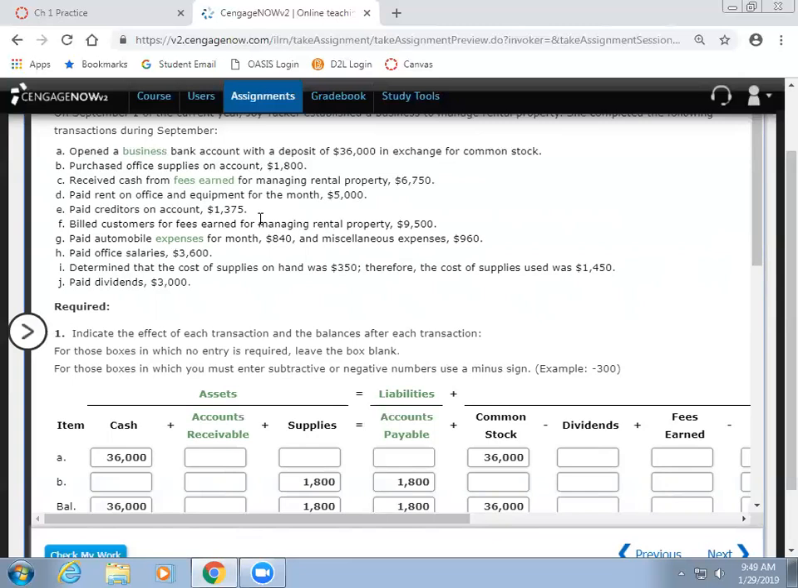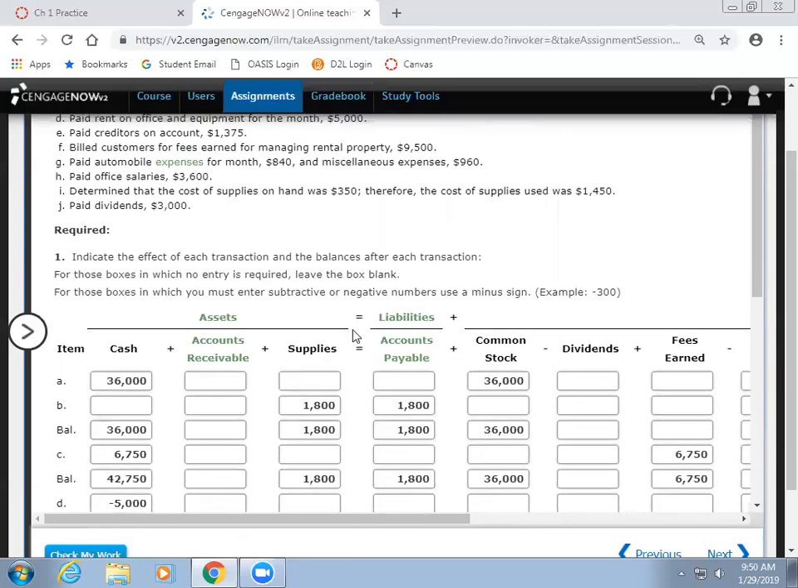So if we're paying creditors on account $1,375, what two accounts are being affected? Supplies and accounts payable. Accounts payable is good. It's not supplies because those supplies are still in our, yeah, you got it, cash. Perfect. That one is tricky. That one always throws everyone. It really does because you're like, okay, supplies. But yes, you're correct.